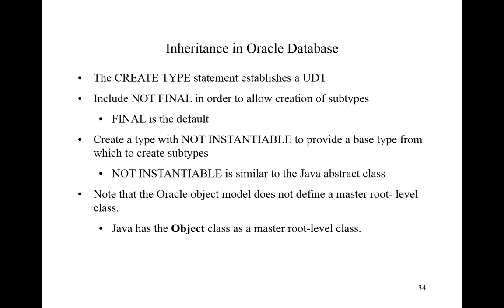We can also create a type using a clause called not instantiable. This is the idea of creating a type for which you'll never create instances, but from which you'll inherit certain properties or characteristics to define subtypes. It's similar in a way to the Java abstract class concept. In our earlier videos, we provided examples where we assumed the default of instantiable, and as a result, we were able to create objects of that type.